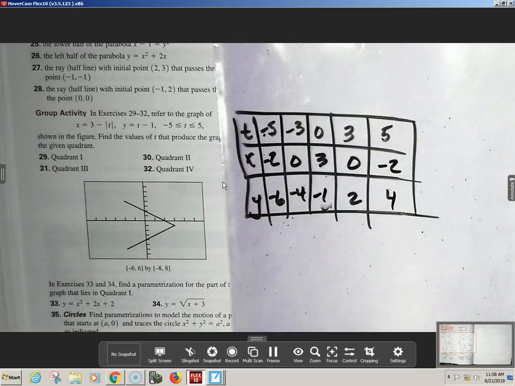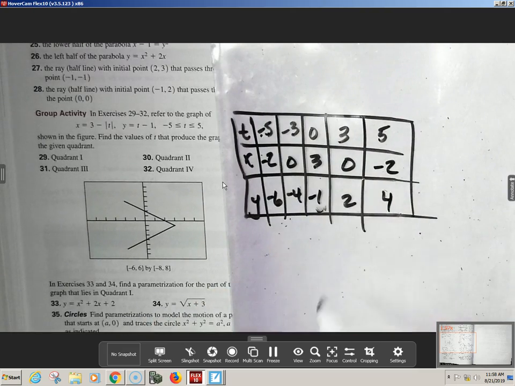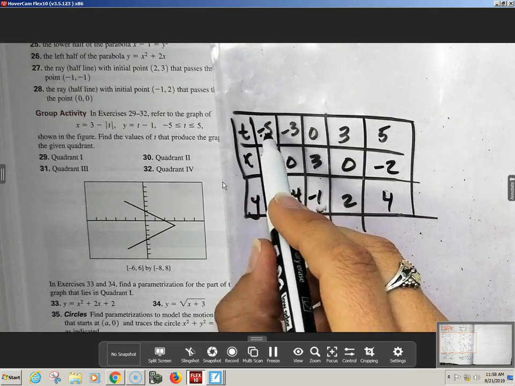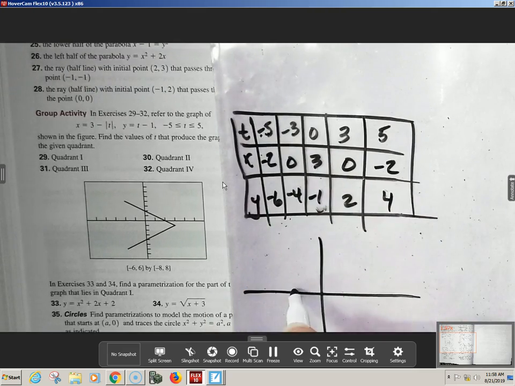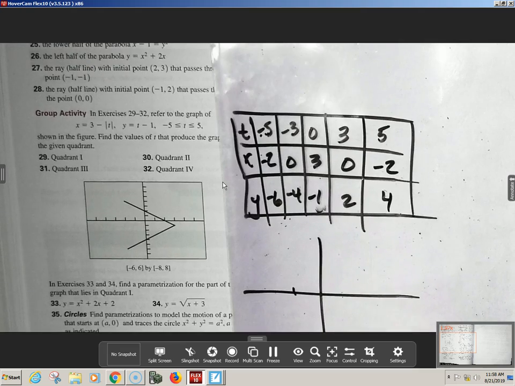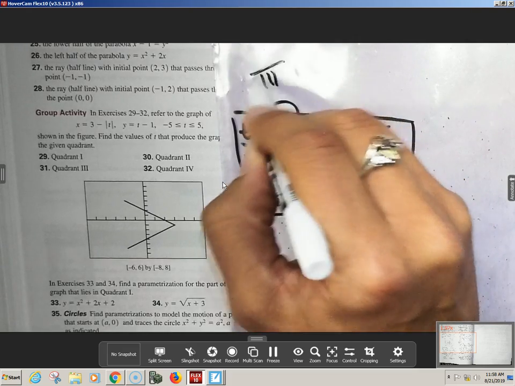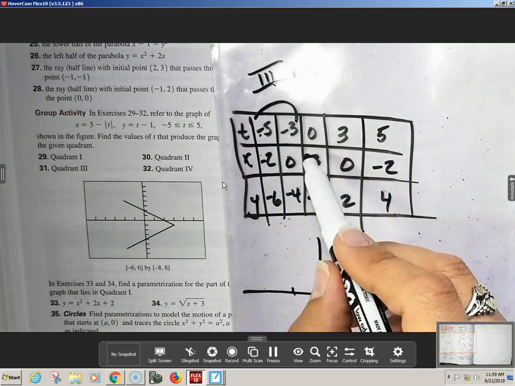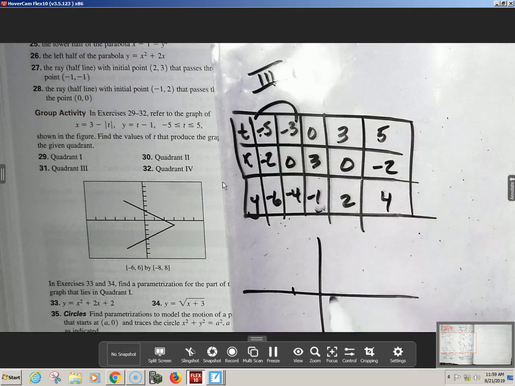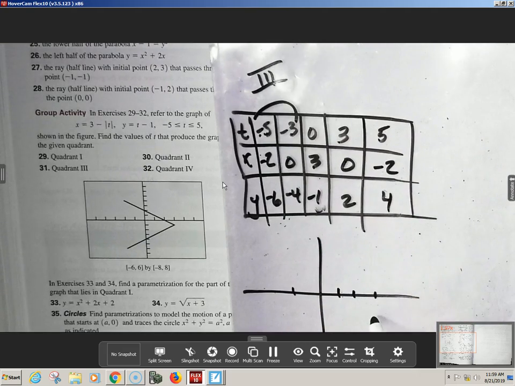Okay. So just peeking real quick and not having tons of information, I could go ahead and see when t is negative 5, I'm at negative 2, negative 6, somewhere down here in the third quadrant. When t is negative 3, I'm at 0, negative 4. So that would complete the third quadrant part. So that's why this one would be quadrant 3. At 0, I'm at 3, negative 1. So I'm already in the fourth quadrant.